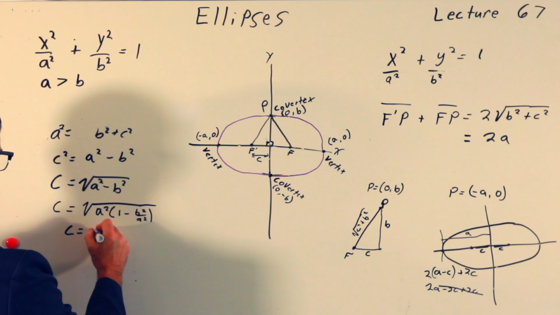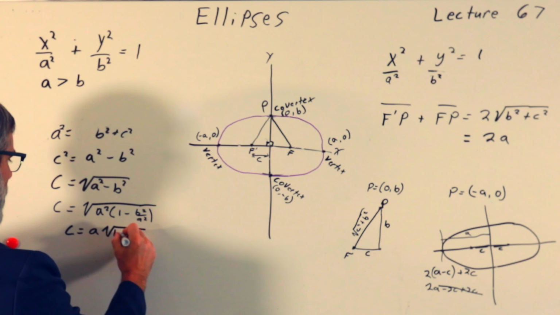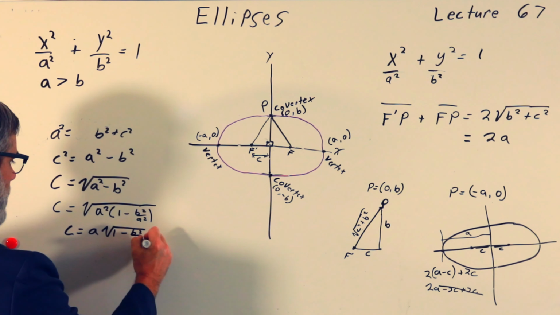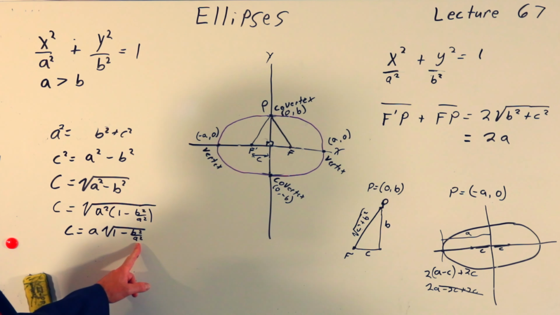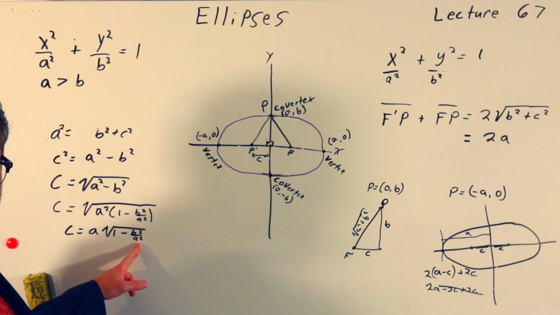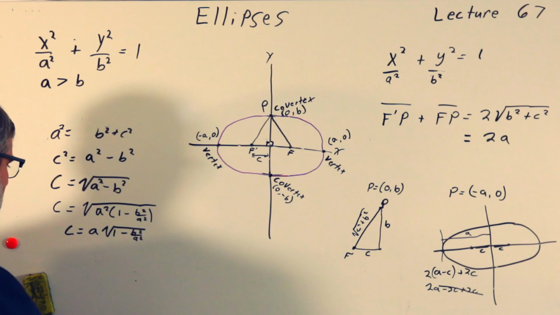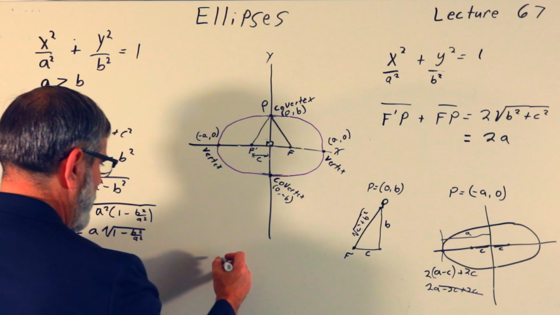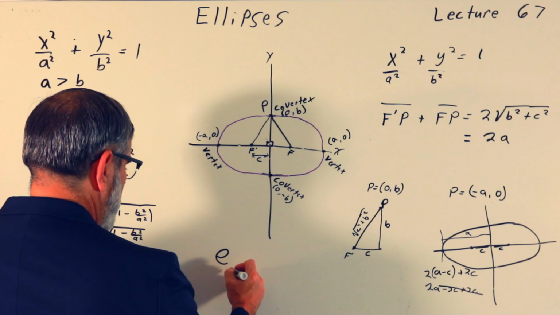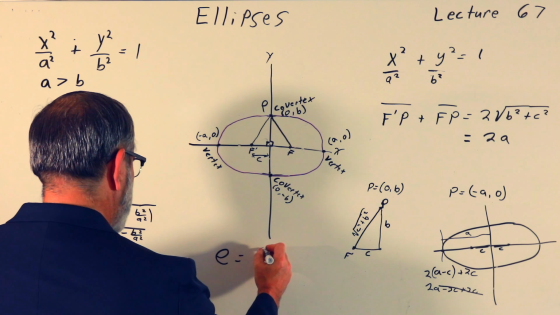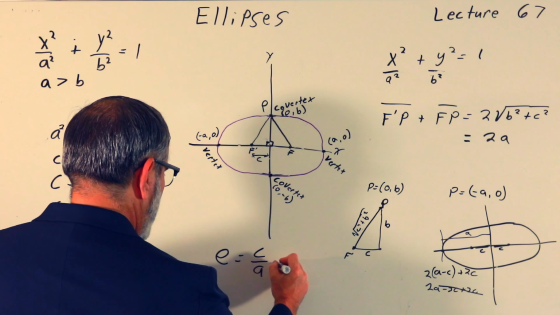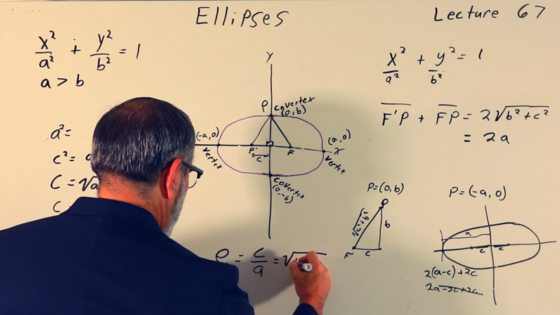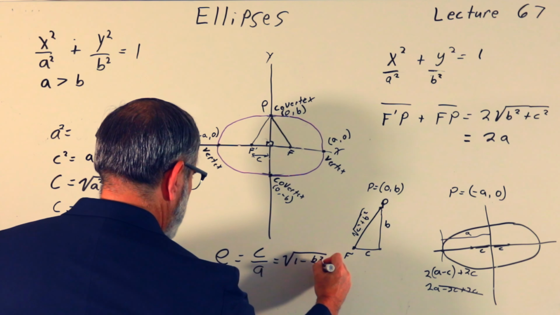So this says that C equals A times the square root of 1 minus B squared over A squared. I guess this is that other eccentricity factor that I was talking about before. And now what I want to do is divide out A on both sides. And we define this as the eccentricity, E, which is equal to C over A, which is equal to the square root of 1 minus B squared over A squared.